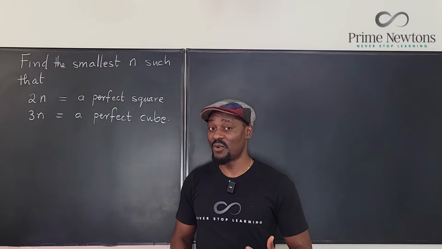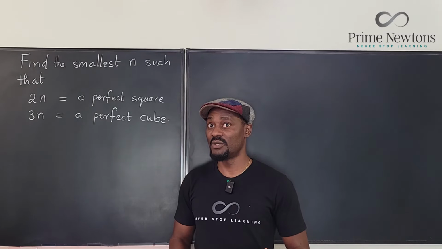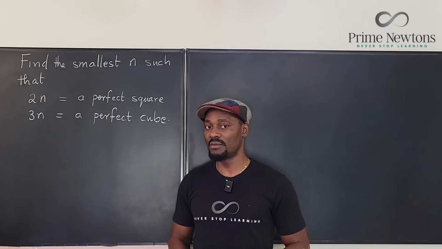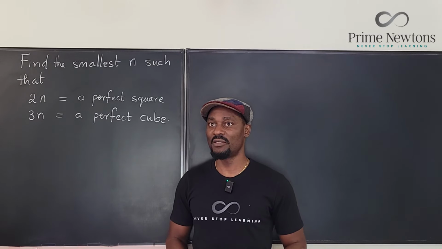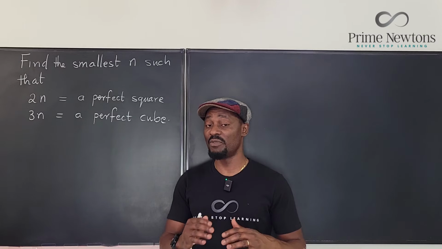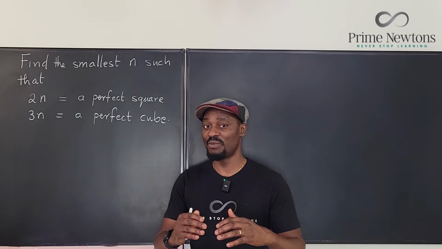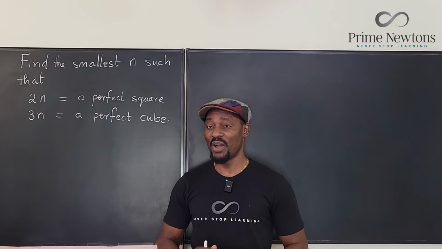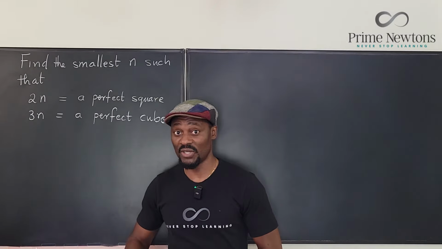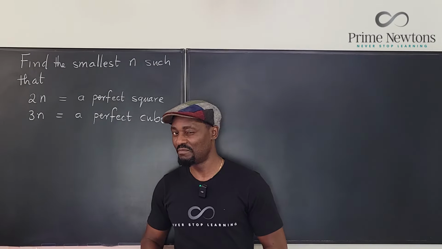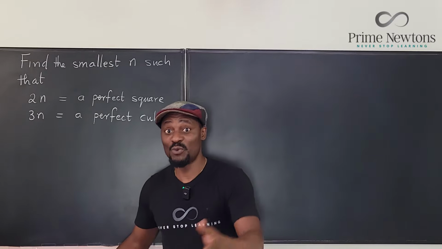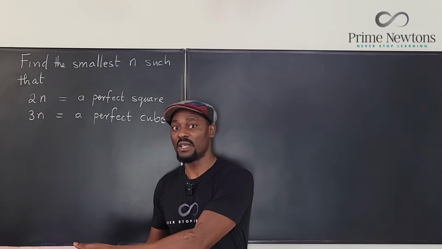Now, this is the kind of question that you will be tempted to just start from 1. Double 1, you get 2. Triple 1, you get 3. Neither of them is a perfect square or a perfect cube, so you move up to the next number. You just keep going and going and going. Well, it might take you a while, but you'll end up getting there with the help of a calculator. Maybe you don't need a calculator, or maybe you don't need to test numbers, which we call brute forcing.